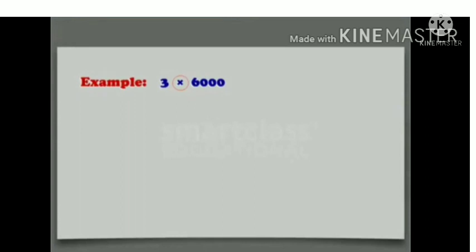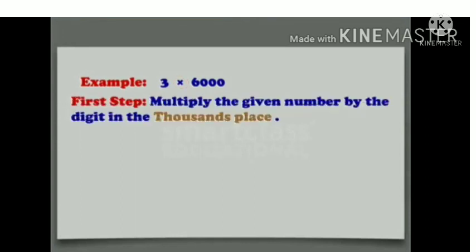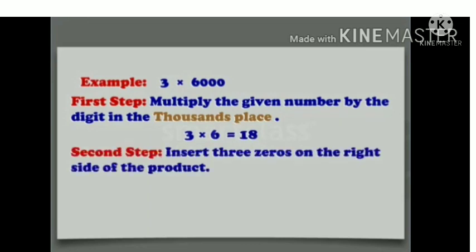Let us multiply 3 by 6000. Our first step will be to multiply the given number by the digit in the thousands place. On multiplying 3 by 6, we get 18. Now the next step will be to insert 3 zeros on the right side of the product. So, 3 multiplied by 6000 is equal to 18,000.